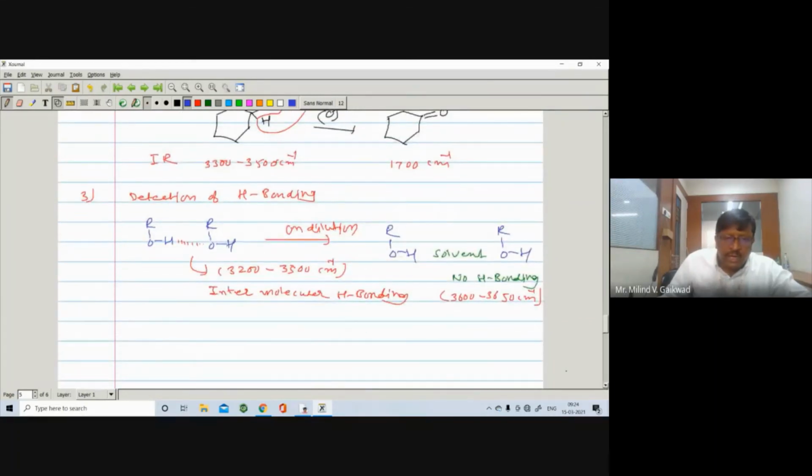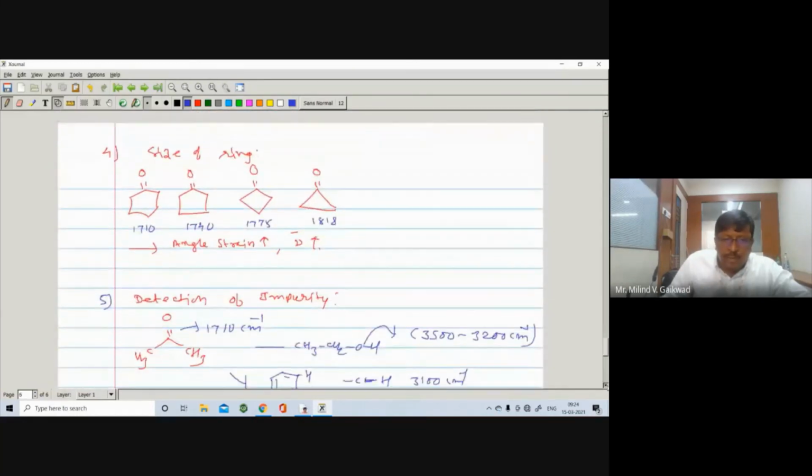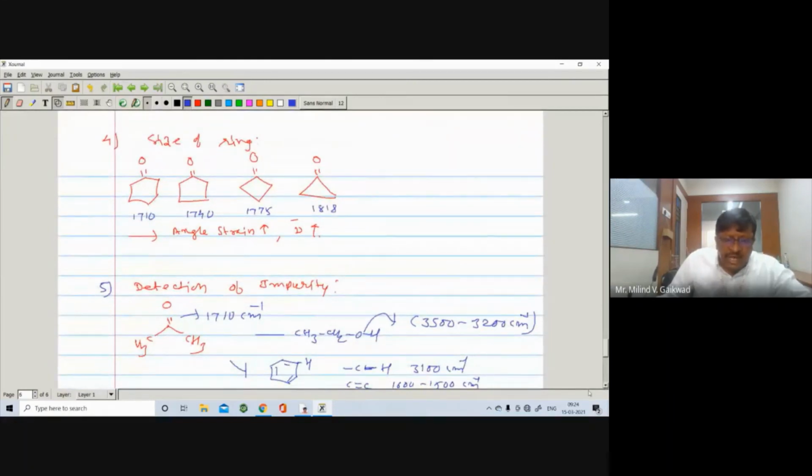Detection of hydrogen bonding. If there is a presence of inter or intra, we can detect it by using the hydrogen bonding. So on dilution, it will shift towards the left side, meaning at higher frequency. And we can find out the size of the ring. As there is a decrease in the size of the ring, the angle strain increases, and the vibration frequency increases. Then detection of the impurity.